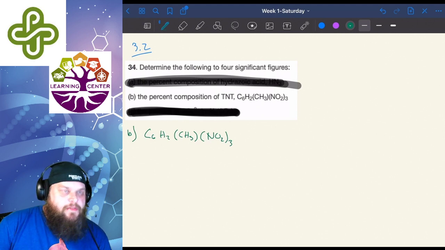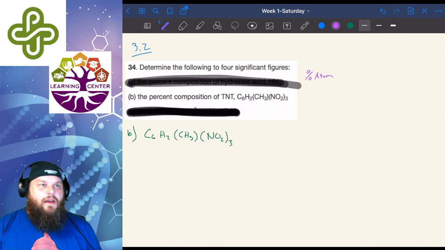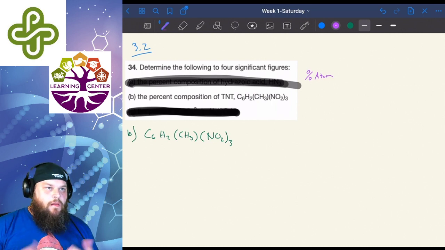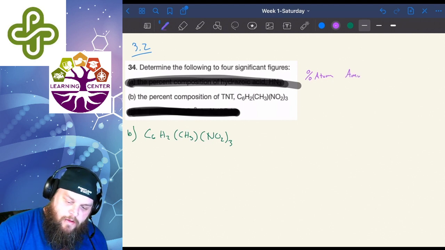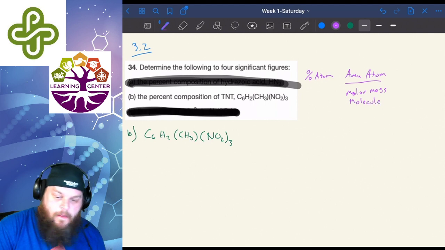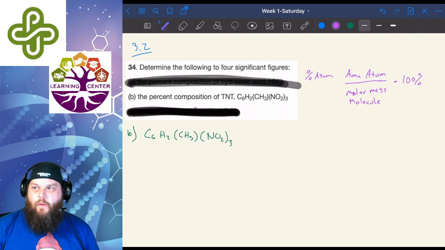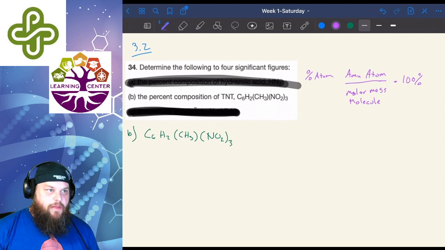So to do this, the formula I like to use is you find the percent of the atom, right? And to do that, that's going to be equal to the AMU of the atom per, say, molar mass of the molecule. We're going to multiply that ratio by 100%. So since it's giving us a percentage, we basically assume we have 1 mole of this stuff, and we just work our way from there.